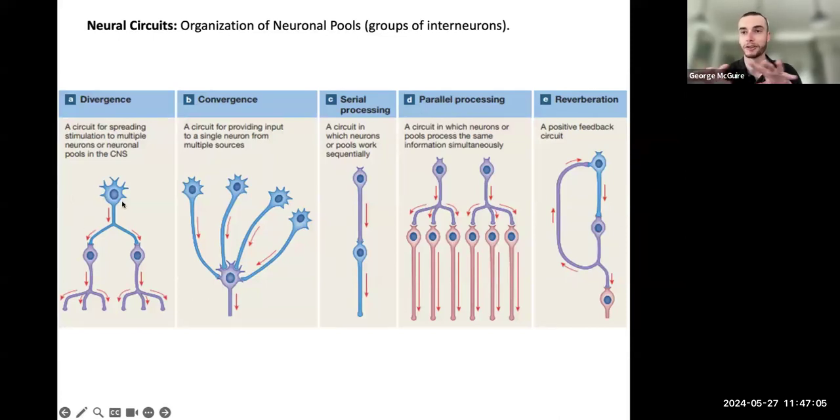So these signals can diverge into multiple pathways. They can converge into a single pathway. They can just be linear. We can cause serial processing in multiple directions after divergence. That would be parallel processing. And then we can have a positive feedback circuit, which is reverberation.